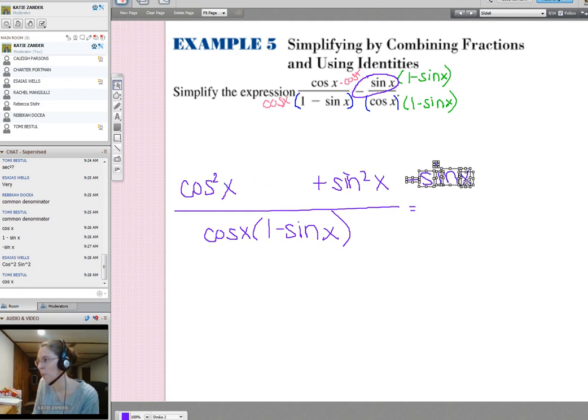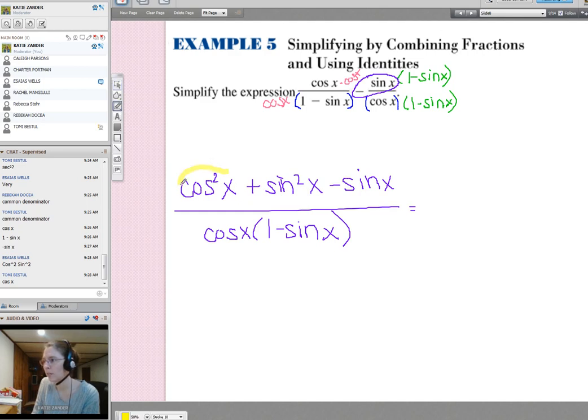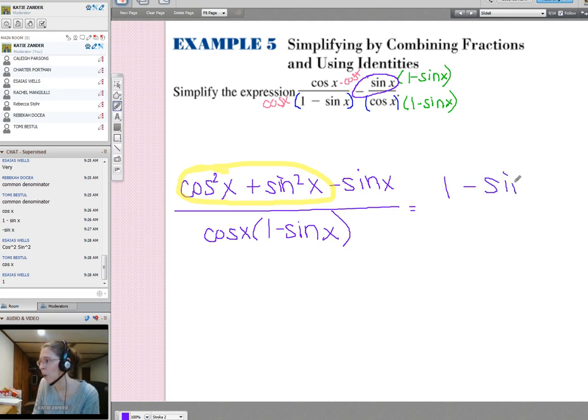So if I rearrange this, because addition is commutative, I can do that, and put those next to each other, what does cosine squared x plus sine squared x actually equal? A 1. Yeah, that's that most basic Pythagorean identity that I said keep an eye out for. So we're going to replace that with a 1.